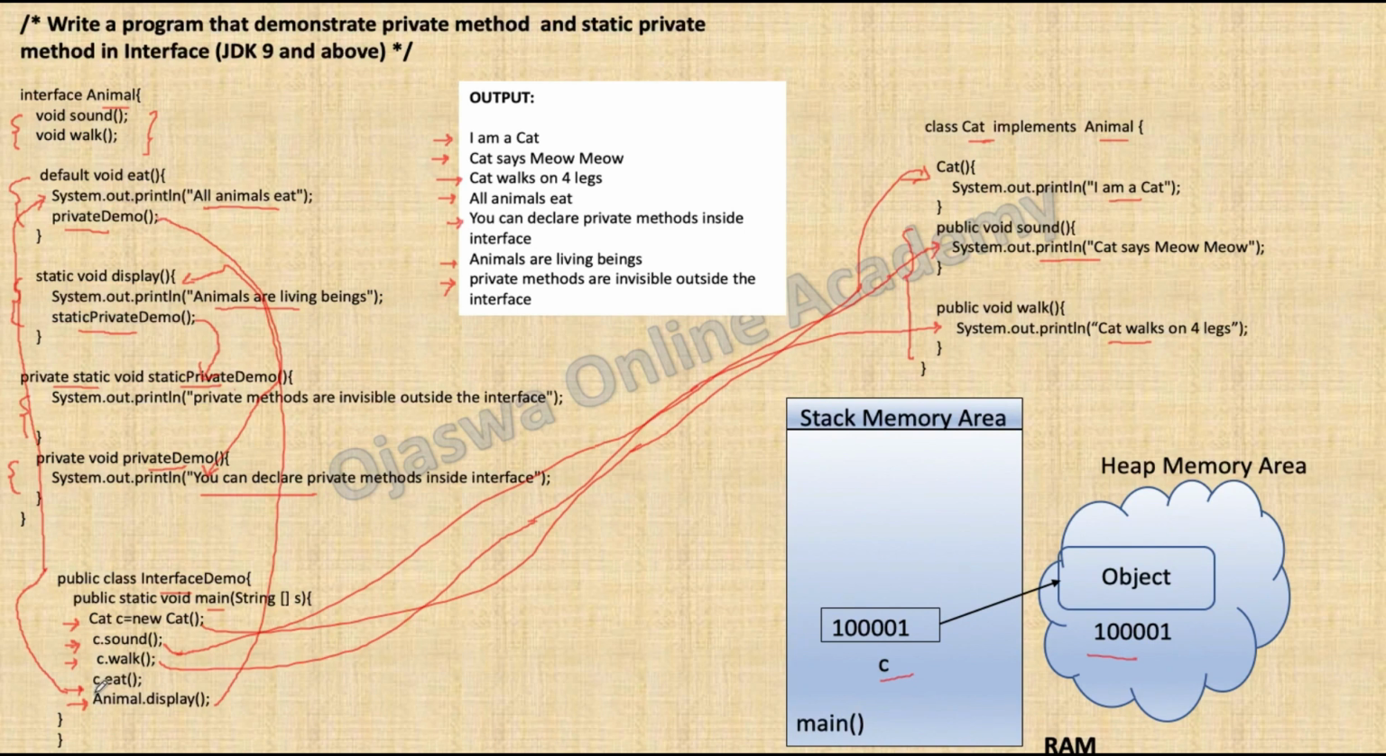So this is how we define a private method and static private method inside the interface in JDK 9 and above. Sometimes there is a scenario when we don't want any class to access the method directly. In that case, we can write a private method, and the call to the private method can be given inside a non-private default method. Or if it is a static private method, it can be invoked inside a static method directly.